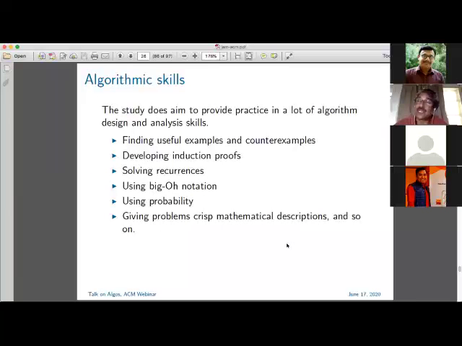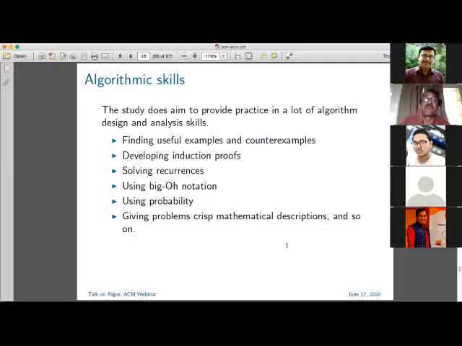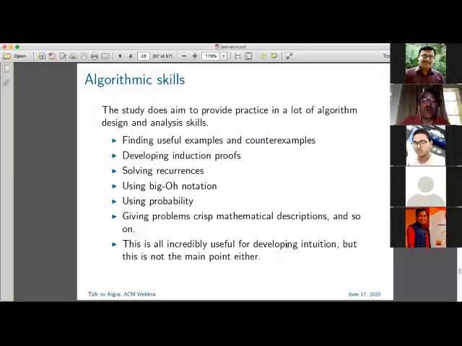But then what we have to really learn are finding useful examples, useful counterexamples, developing induction proofs, solving recurrences. I use the notation like big O in one place, theta in another. What does it mean? Where do you use probability? And how do I, like in the case of sorting, where I said the output should be a permutation of the input and in order, give crisp mathematical descriptions of problems? Now, these are the kind of algorithmic skills that are extremely useful for developing intuition, but this is not the main point either.